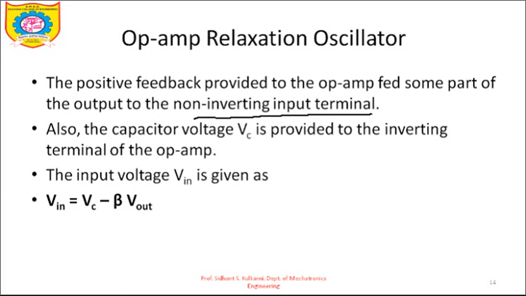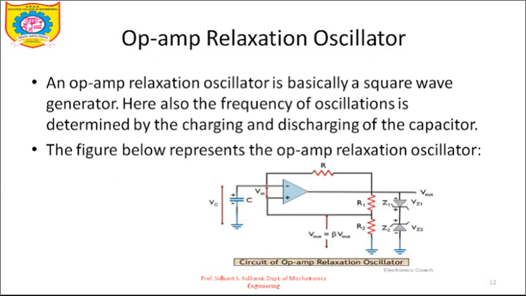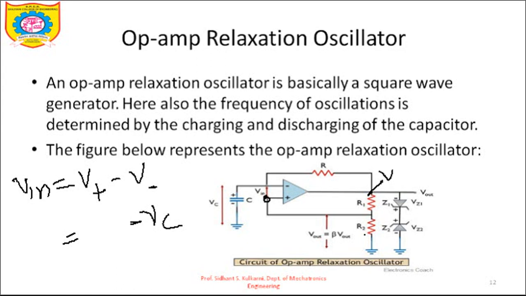Now let's go back to this particular diagram. This is V in. You already know that V in is equal to the voltage at the non-inverting terminal minus the voltage at the inverting terminal. Now what is the voltage at the inverting terminal? It is Vc, so V plus minus Vc. But what is the voltage given at the non-inverting input terminal? It is R2 divided by R1 plus R2 times V output, right? So we will assume that value, the voltage at the non-inverting terminal, V plus, as R2 upon R1 plus R2 times V naught.